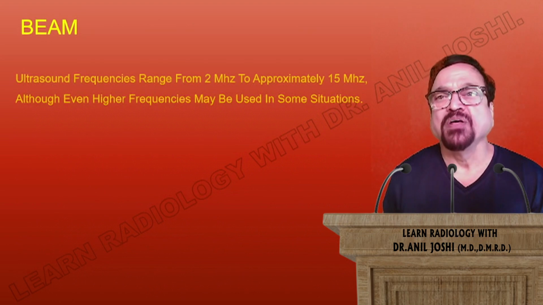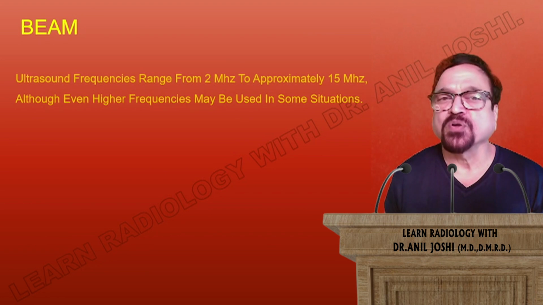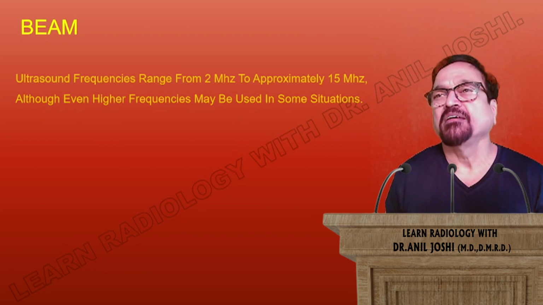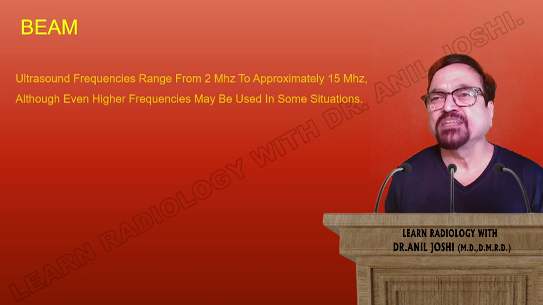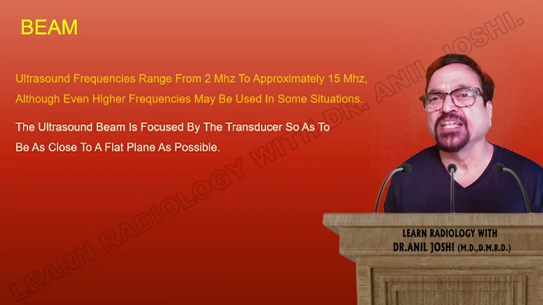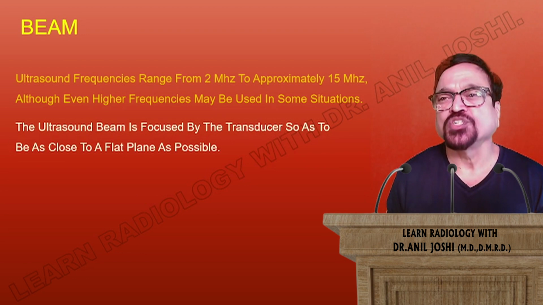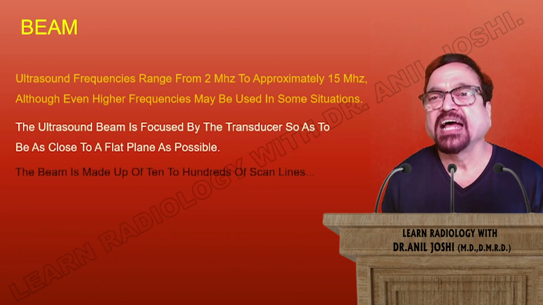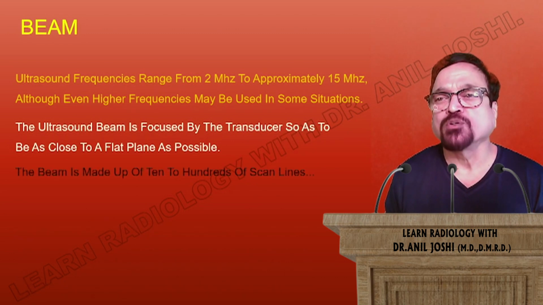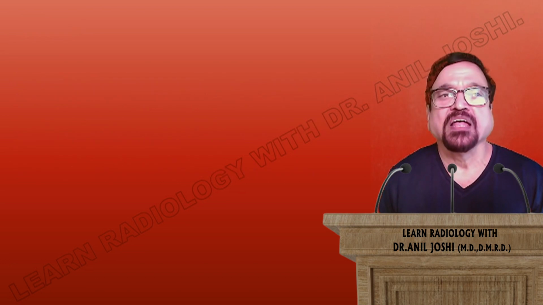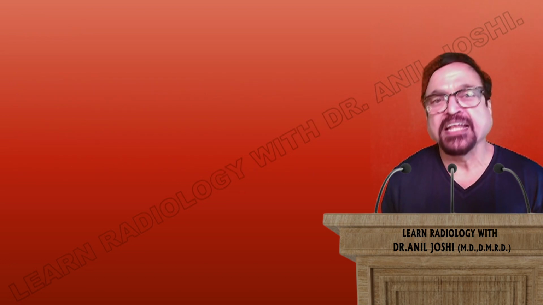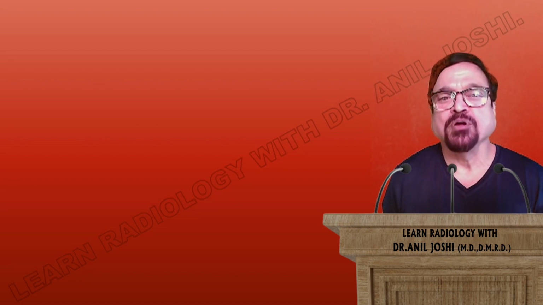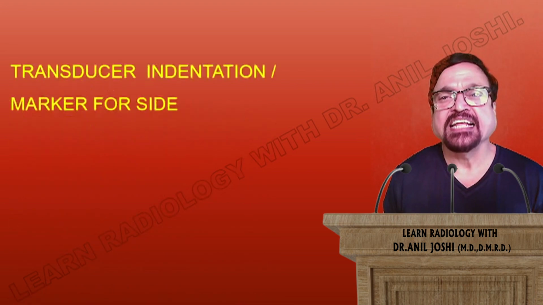Now we'll go to the beam. Ultrasound frequencies range from 2 MHz to approximately 15 MHz. We are talking of the beam properties. Although even higher frequencies may be used in some situations, the ultrasound beam is focused by a transducer so as to be as close to a flat plane as possible, and the beam is made up of tens to thousands of scan lines. The ultrasound beam is important when a transducer is designed, because sometimes we need a cone-shaped beam and sometimes we need a straight line.